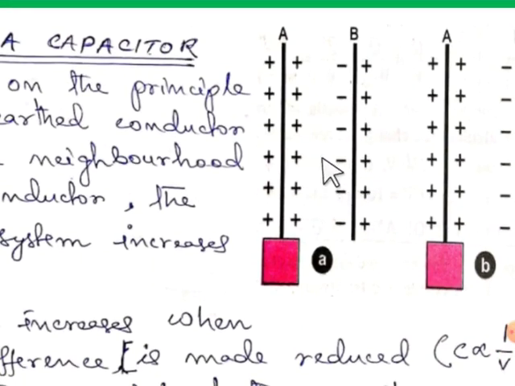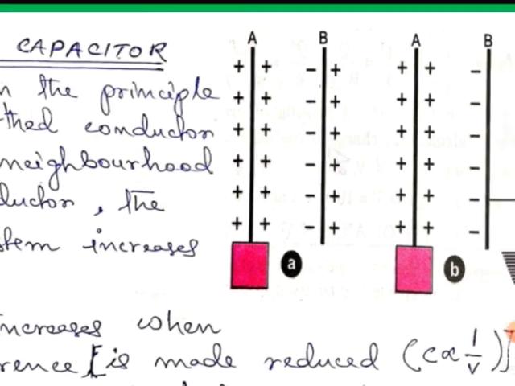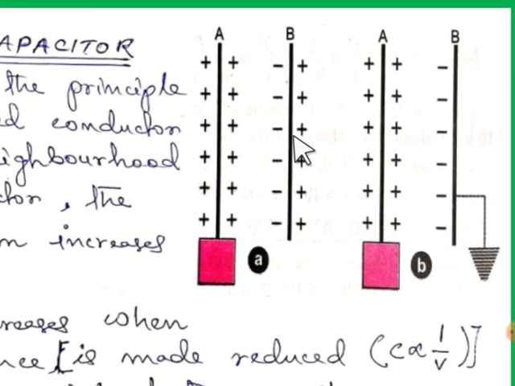Got it? So due to this, the potential decreases. Why? Because if it had been positive also, then the potential of this charged conductor would have been increased. But due to these negative charges developed near to the surface of this charged conductor, the potential of this charged conductor decreases.